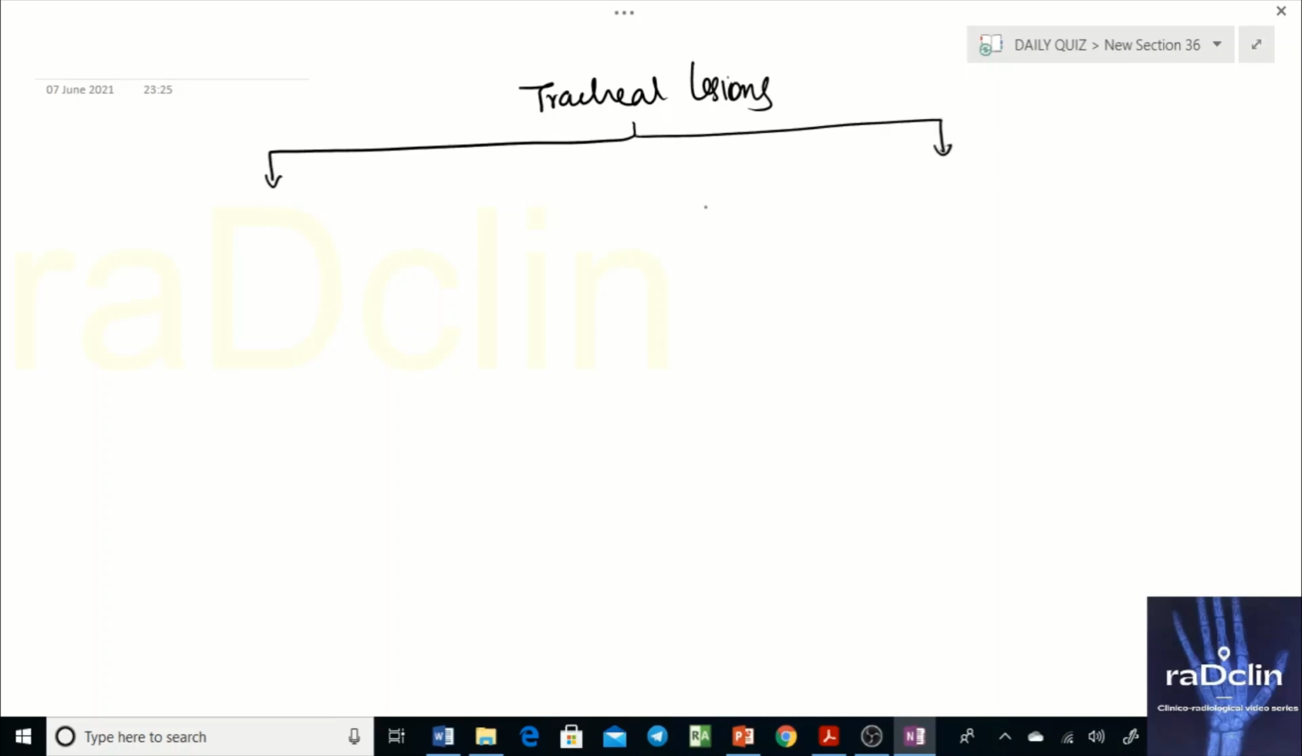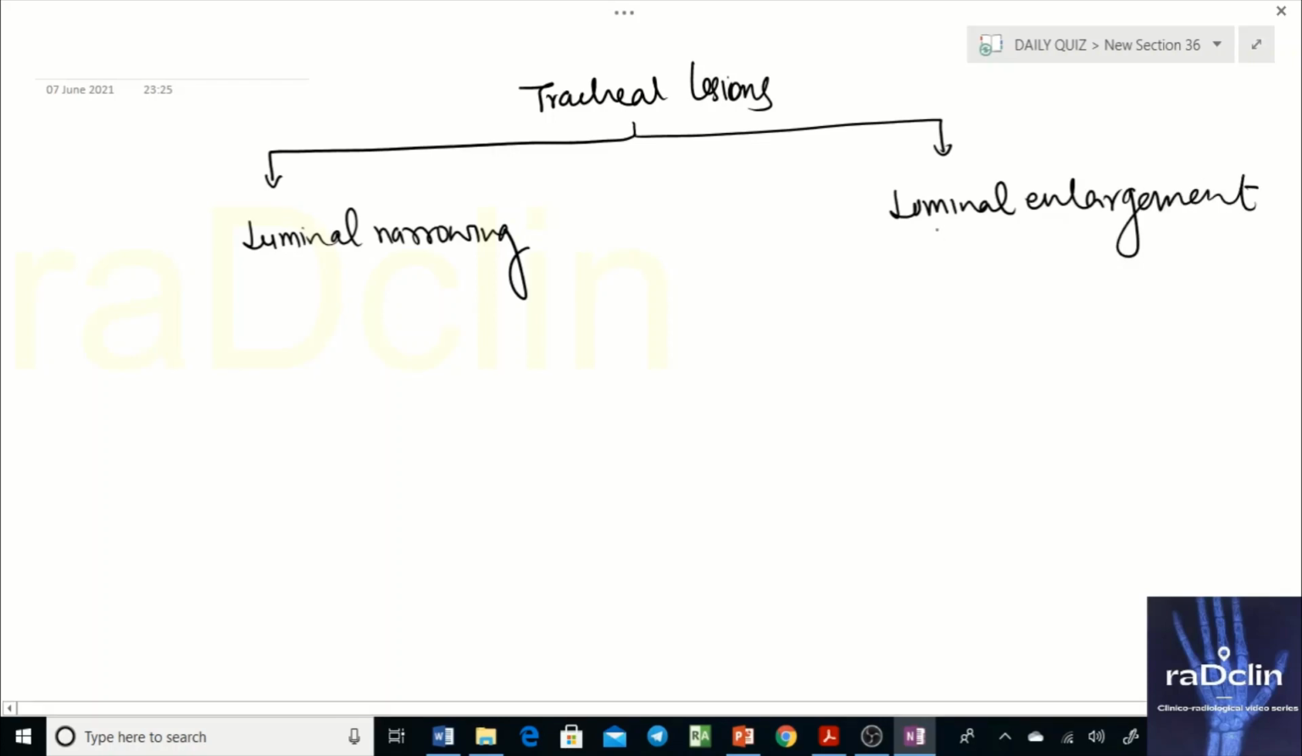Now these tracheal lesions either can be causing luminal narrowing, or they could be causing luminal enlargement. I have already discussed one particular lesion, Mounier-Cohn syndrome, which causes tracheobronchomegaly, so we'll not discuss that. In luminal enlargement there are only two lesions. One is your diverticulum.